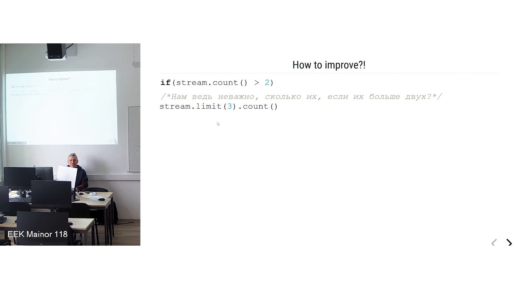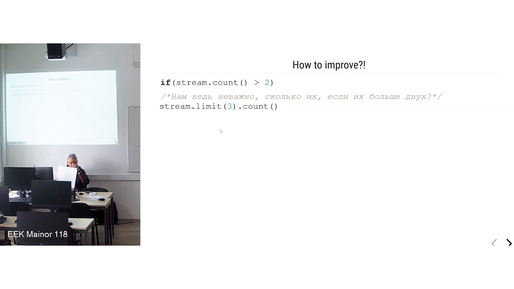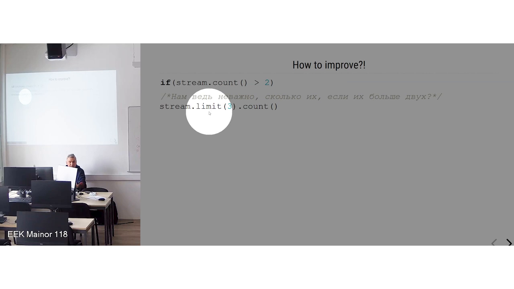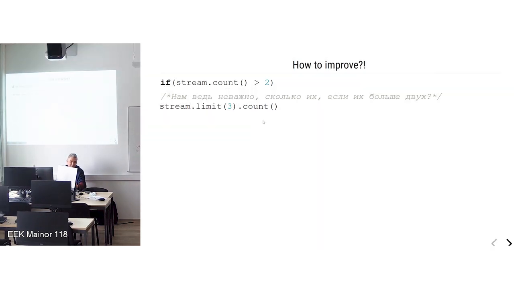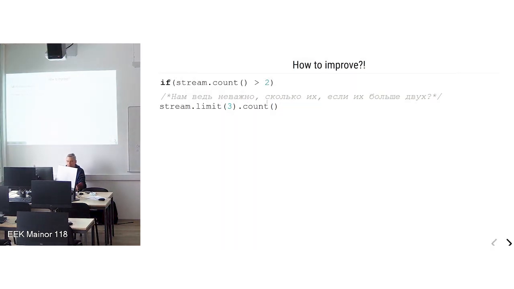If you are using this limit method, it will just shortcut all the calculation as soon as it has three elements. As soon as we have three elements, it's not a big deal to count three elements for a modern system. So yes, we can count them, but we might just stop counting as soon as we have at least three.